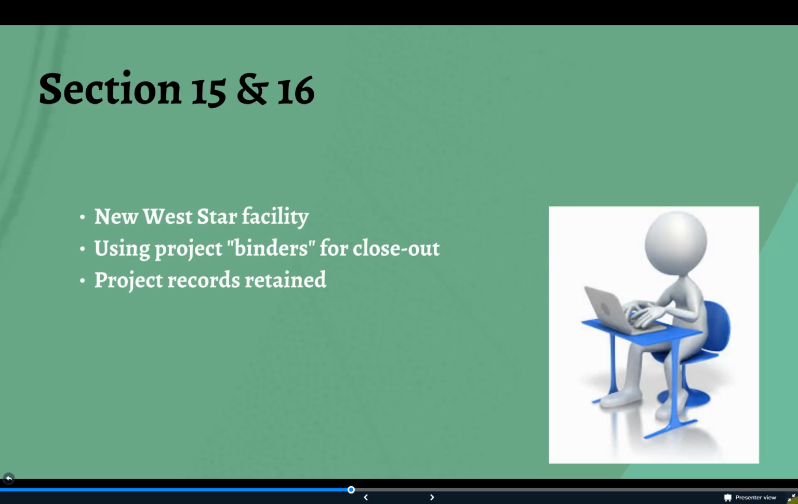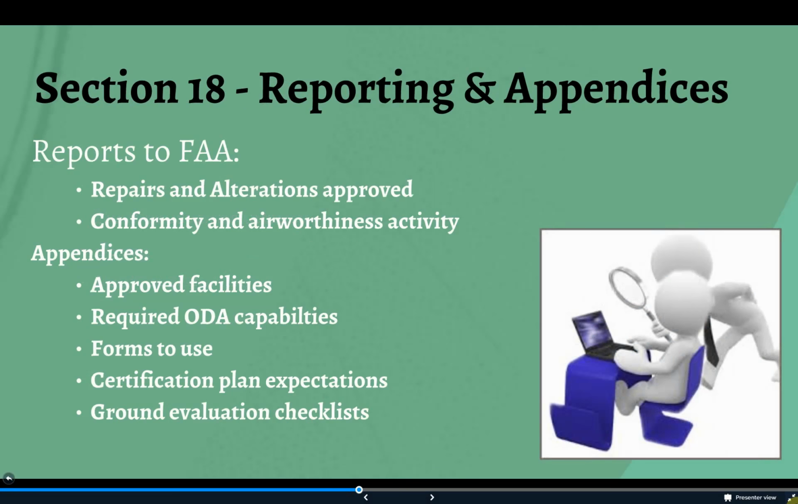As an ODA, many records are generated beyond the project files. Section 16 explains how all the forms, project documents, unit member records, etc. are stored and retained for the FAA. If at some time in the future Westar were to no longer function as an ODA, the FAA expects all the records that have been retained will be provided to them.